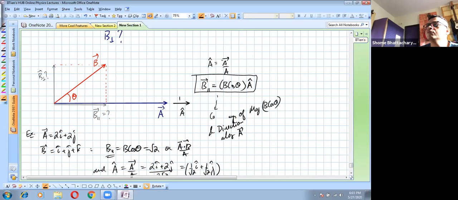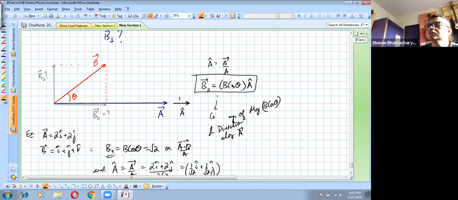What will the unit vector A cap be? Vector A divided by its magnitude. Okay. So now just imagine in this example, this vector A is 2 i cap plus 2 j cap. The vector B, that's this one, i cap plus j cap plus k cap. So what is this B cos theta component? It is nothing but, from the dot product we had found out, A dot B divided by A, it's root 2.